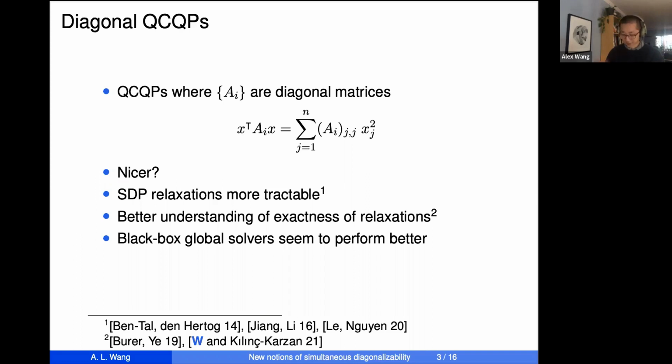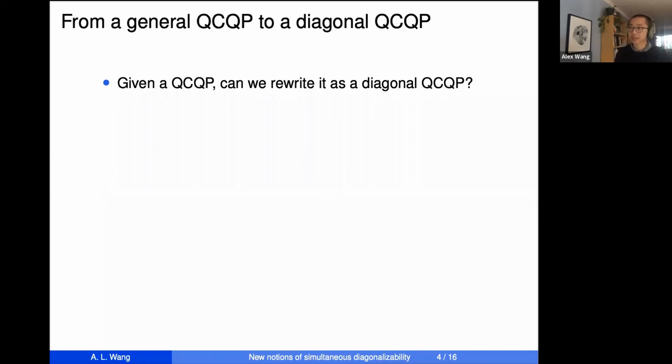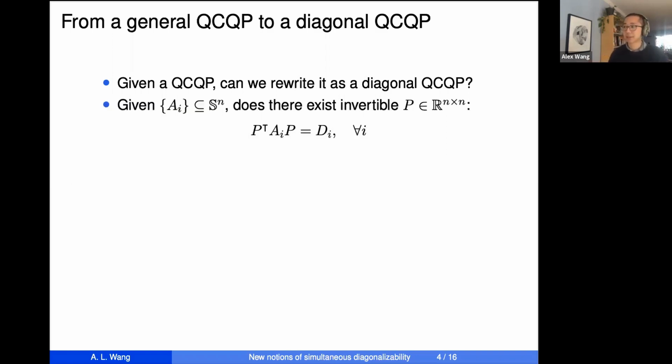Given this story so far, you might ask, if I'm currently looking at a specific instance of a QCQP, can I rewrite it as a diagonal one? What do I mean by this? I could formalize this question in a couple of ways, but for now, I'm going to think of it as the following problem.